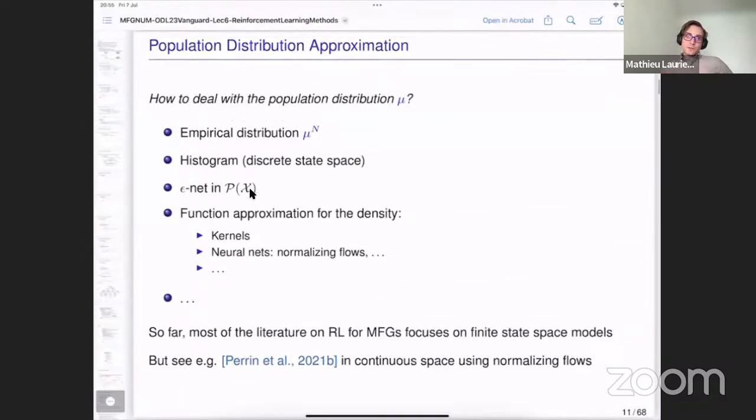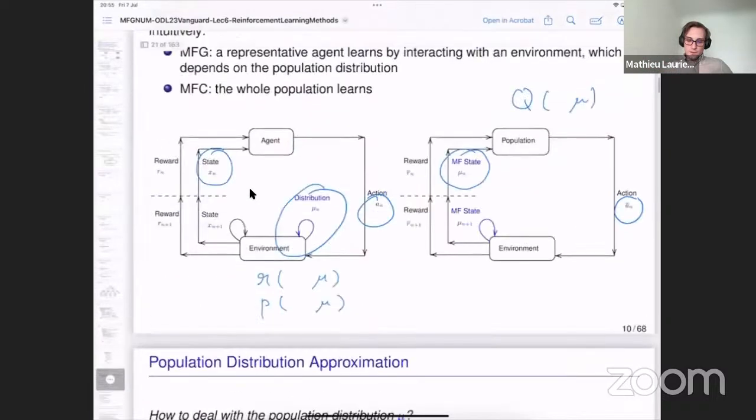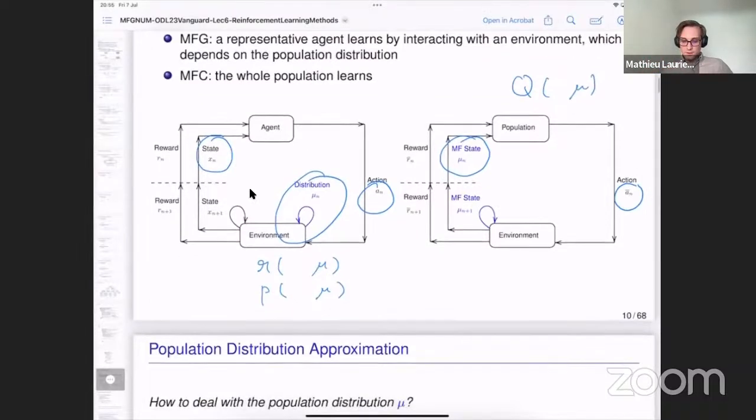One important question is the distribution approximation. Even if mu is only in your simulator, as you see in the case on the left for mean field game, it is just part of your simulator, part of the environment. But still, you need to store that in your computer, and you need to update it, and you need to put it in the reward and in the transition kernel.